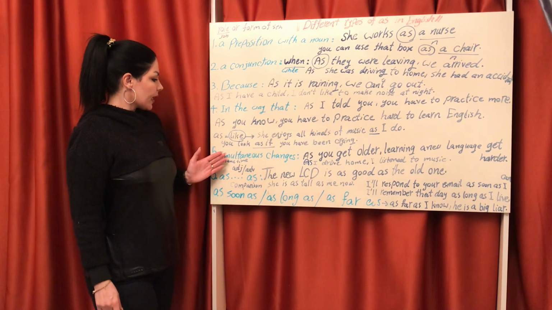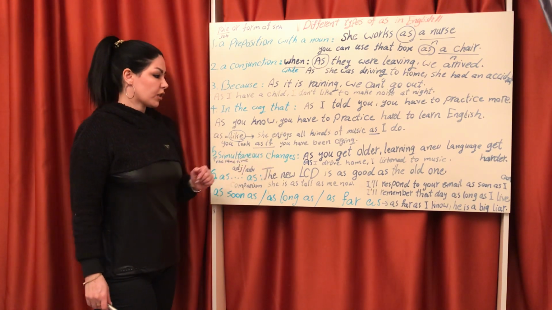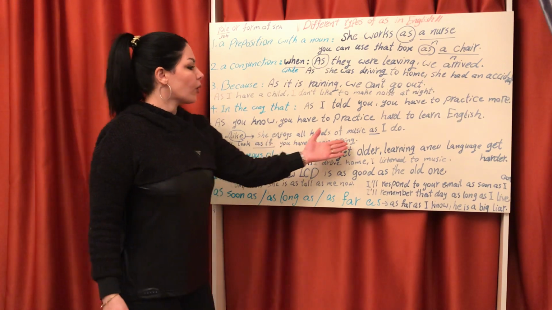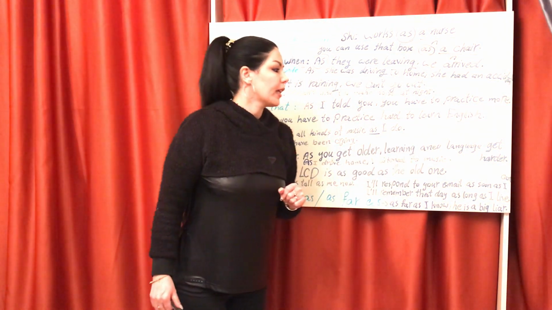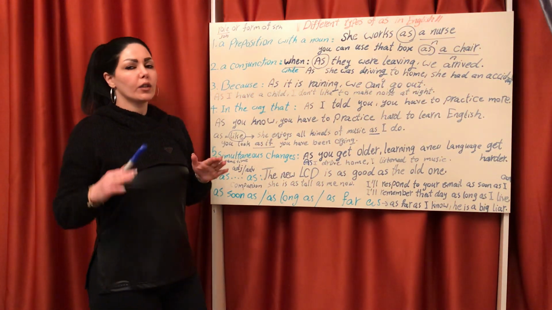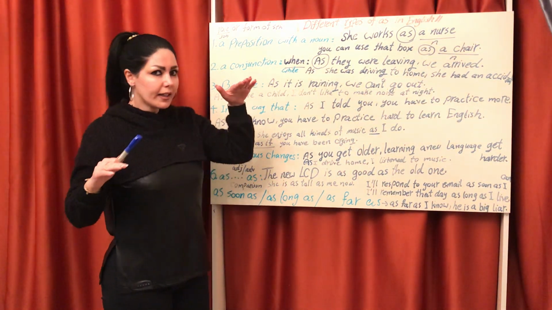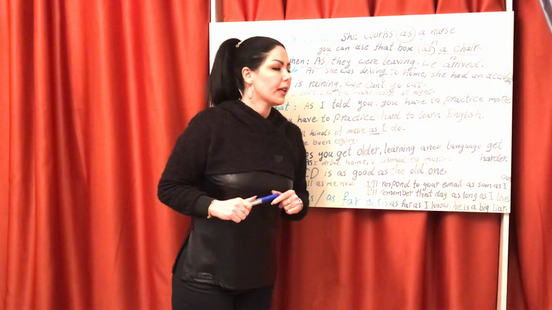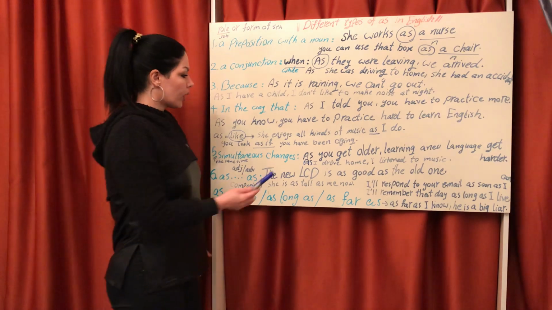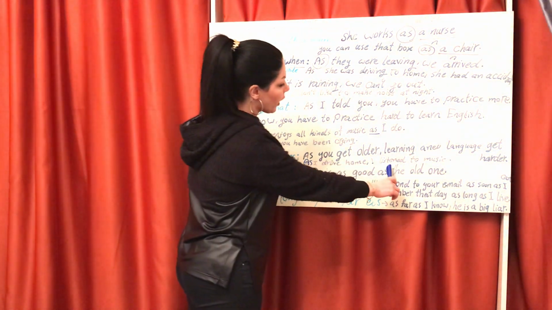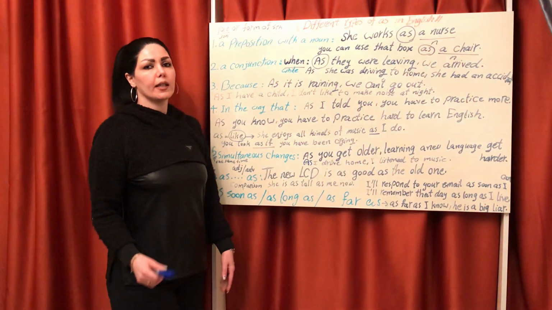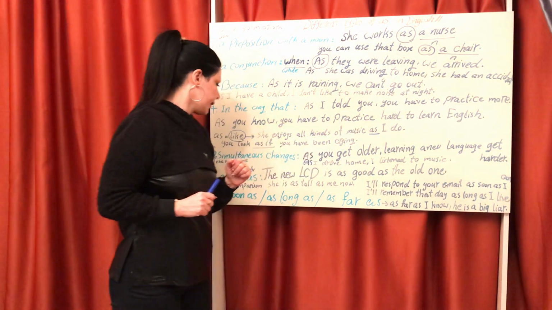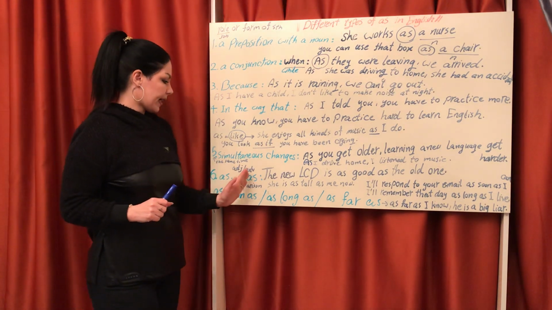Number 5, simultaneous change. It means two actions happen together. As you get older, learning a new language gets harder. You get older, learning gets harder. Or as I drove home, I listened to the music. I drove and I listened. Two actions together. And the last one, as.